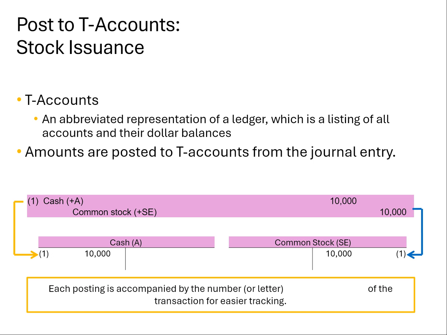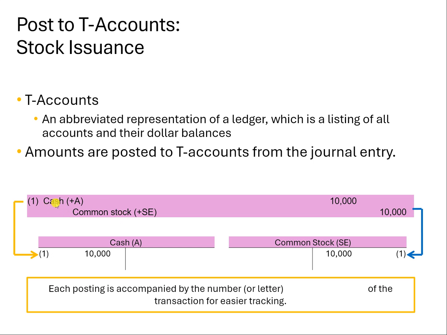Now we can see a few examples of how we post journal entries to accounts. In this case, we issue stock, right? We debit cash, credit common stock. Of course, if it has par value, we're going to credit additional paid-in capital, which we have explained earlier.